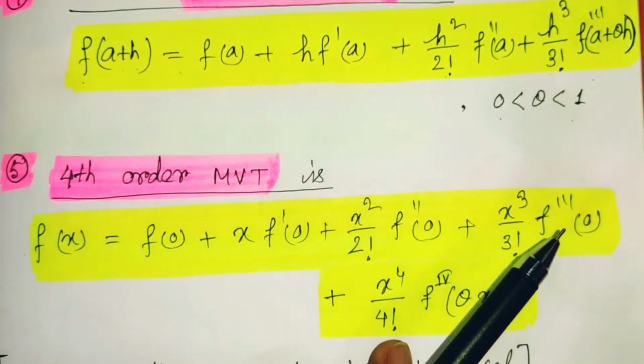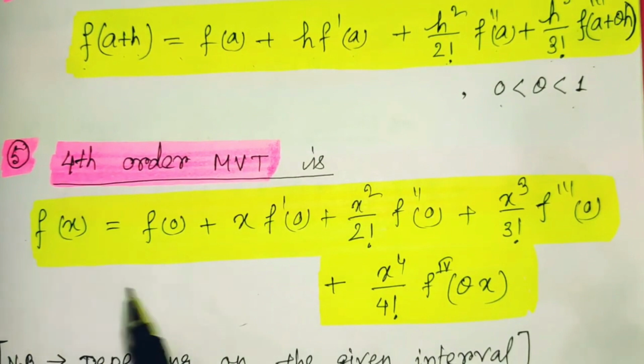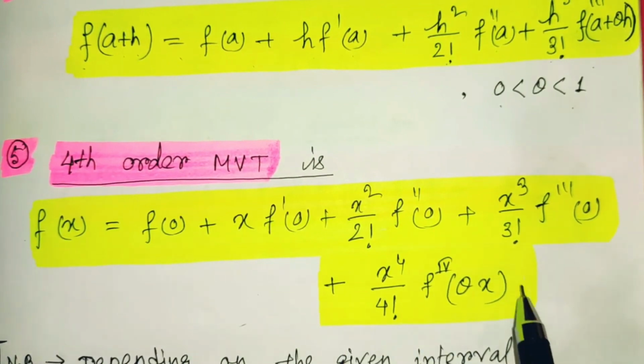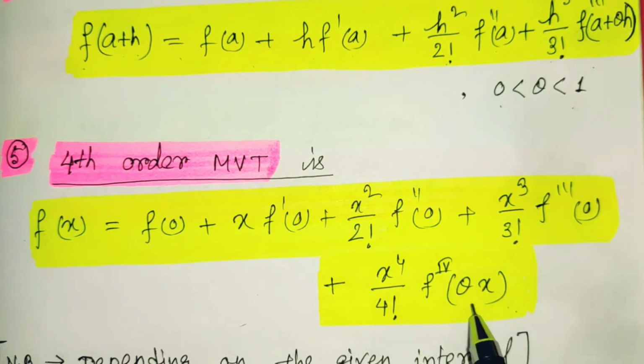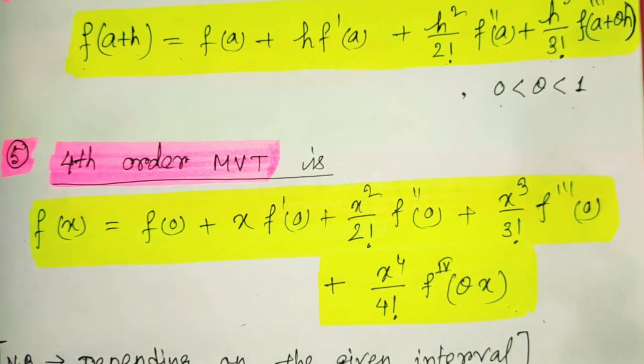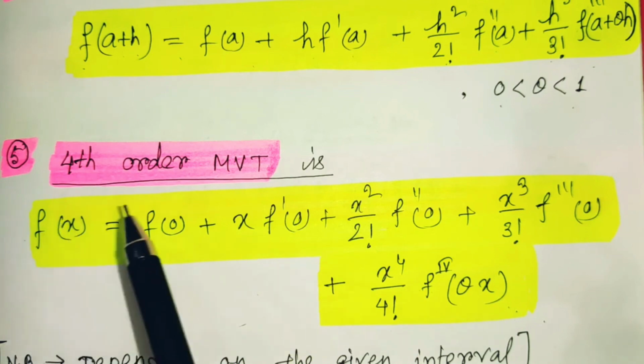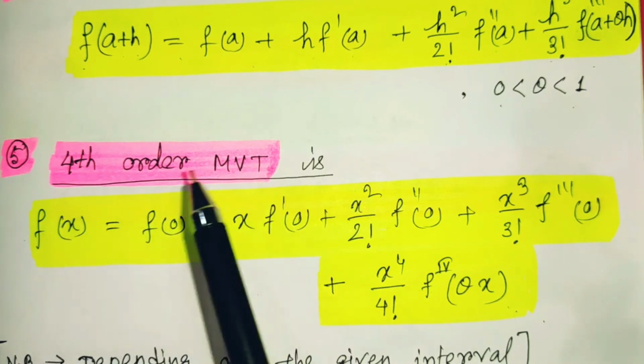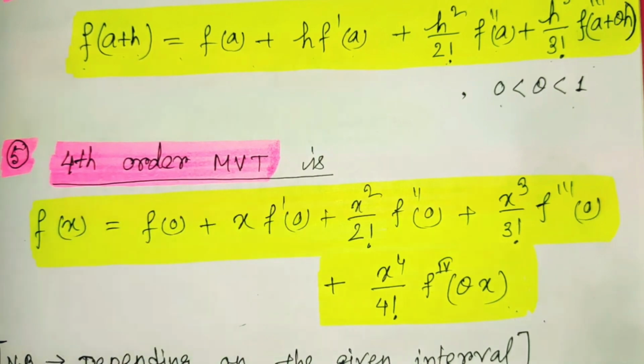Similarly, the fourth order mean value theorem also we can find out, and here the fourth order derivative contains the nth term, that means the remainder term we can see. So this is the expression for the fourth order mean value theorem, is it not? So depending upon the n value, that means how many derivatives we are considering, depending upon that we can take the MVT, mean value theorem, of that particular order.